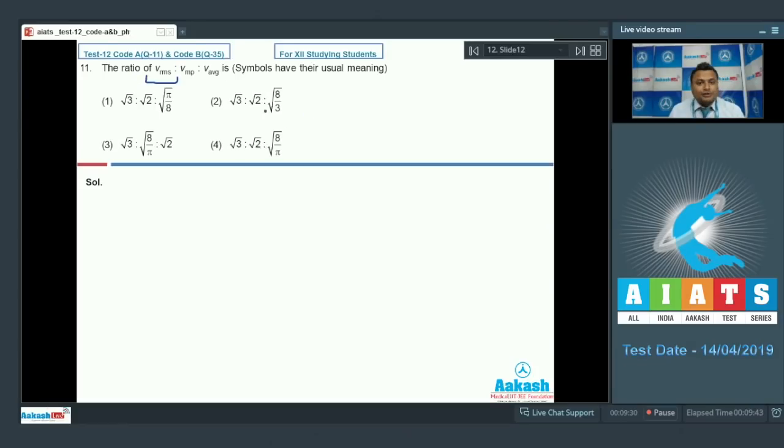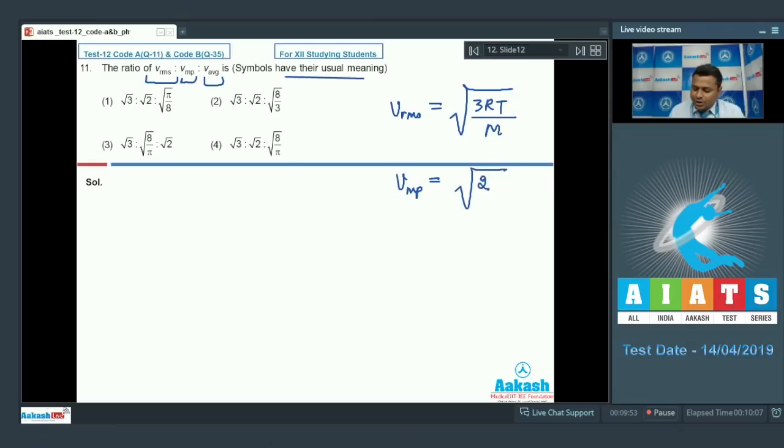The ratio of root mean square speed, most probable speed, and average speed, where symbols have their usual meaning, will be what? We must know the formula for all of them. V_RMS is given by under root 3RT upon M, where R is the gas constant, T is absolute temperature, and M is molar mass. On the other hand, V_MP we can write as under root 2RT upon M, and V_average is given by under root 8RT divided by piM, and we have to take the ratios of them.